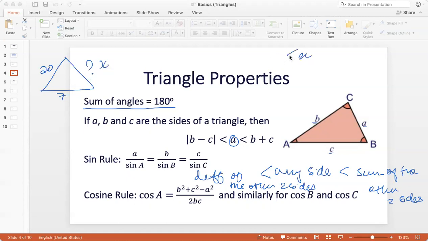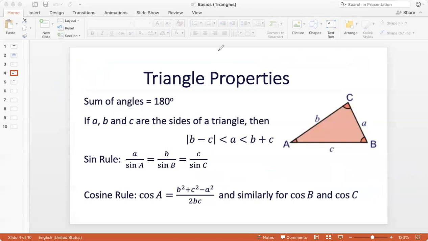So x will be greater than 20 minus 7, which is 13. And it would be less than 20 plus 7, which is 27. So x can lie between 13 and 27. Remember, 13 and 27 themselves are not included. So it's only between those two numbers that x can lie.